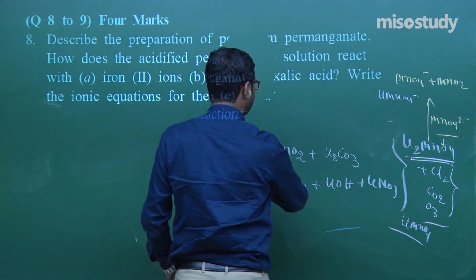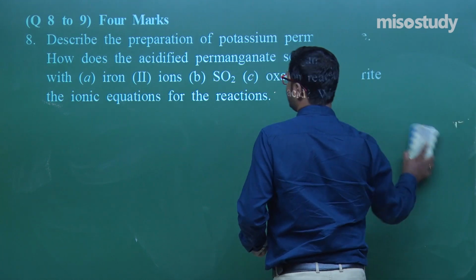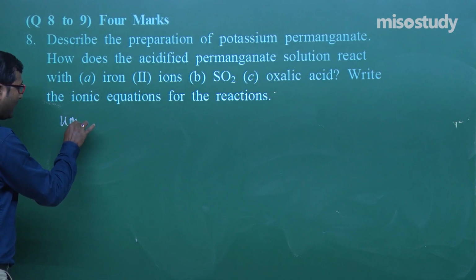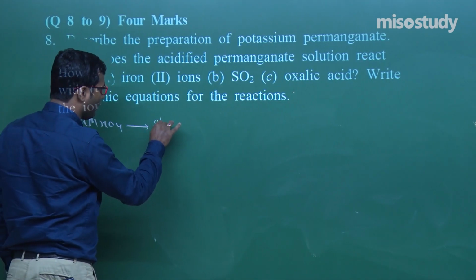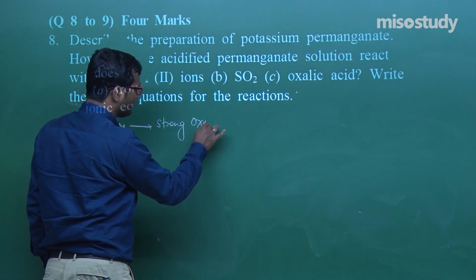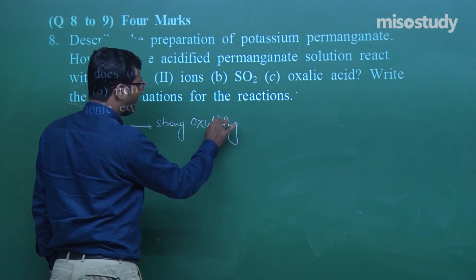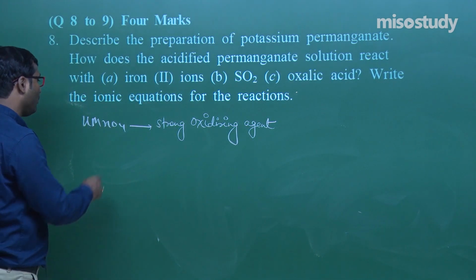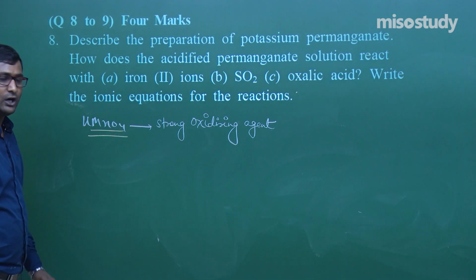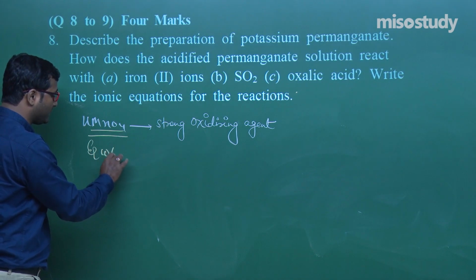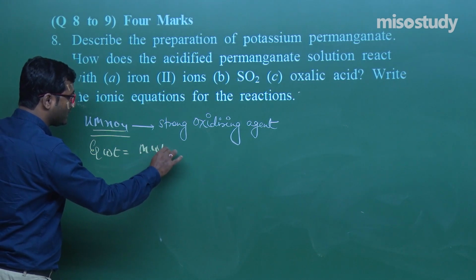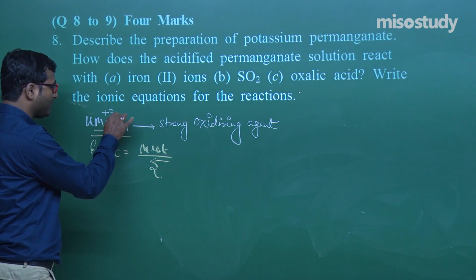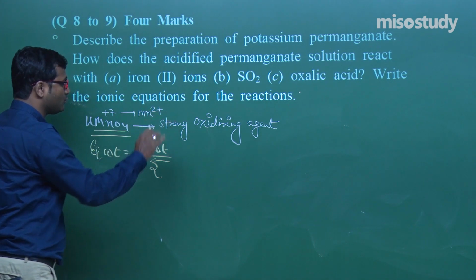Now the next one is, what will happen? As we know, KMnO4 is a strong oxidizing agent. Again I'm repeating, KMnO4 is a strong oxidizing agent, and in acidic medium, as we know, the equivalent weight is molecular weight upon 5, because the change in the oxidation state is 5. Here Mn in +7 oxidation state is converted into +2 oxidation state.